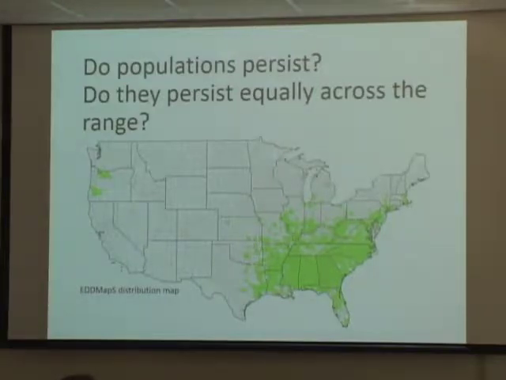So this is a distribution map, and in counties where kudzu is present, it's colored green, and in counties where kudzu is absent, it's white. And there may be different things going on in different parts of the range. So here in the center may be different from the northern edge or the western edge of the range.